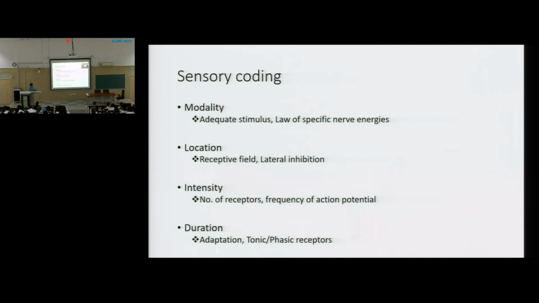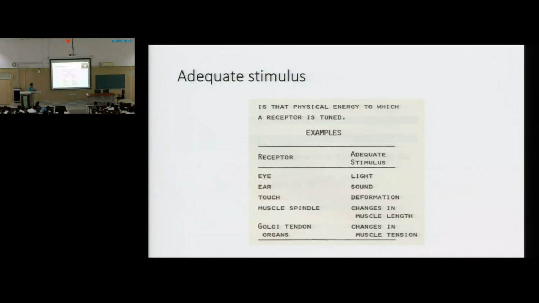In modality, the important part is the adequate stimulus. What is an adequate stimulus? I told you that every receptor has sensitivity to a specific type of stimuli. That stimulus is adequate for that receptor; it is specific for that receptor. That is known as the adequate stimulus. For example, the adequate stimulus is the physical energy to which a receptor is most tuned. In the case of the eye, light is the adequate stimulus; for the ear, sound; for touch, mechanical deformation; for the muscle spindle, changes in muscle length; for the Golgi tendon organ, changes in muscle tension. These are the adequate stimuli for these kinds of receptors.